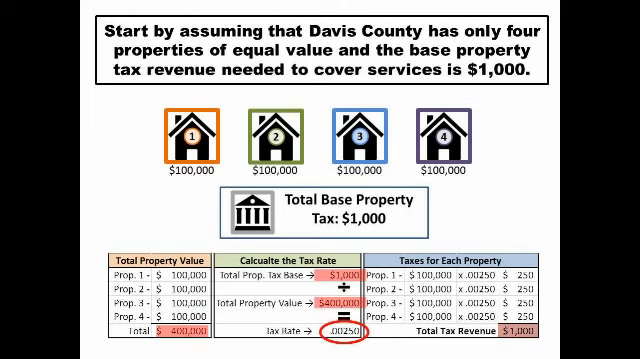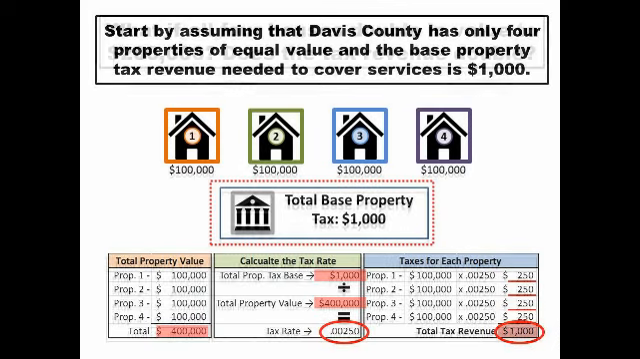The tax rate here, in this example, would be 0.00250. When you apply that tax rate to the value of the property, you have a tax of $250 on each property. So the total tax revenue equals $1,000, or the total base property tax is $1,000. Now, commonly a misconception is that if the county or the assessor in the county raises the value of a home, they are raising my taxes. Let's look at that scenario.